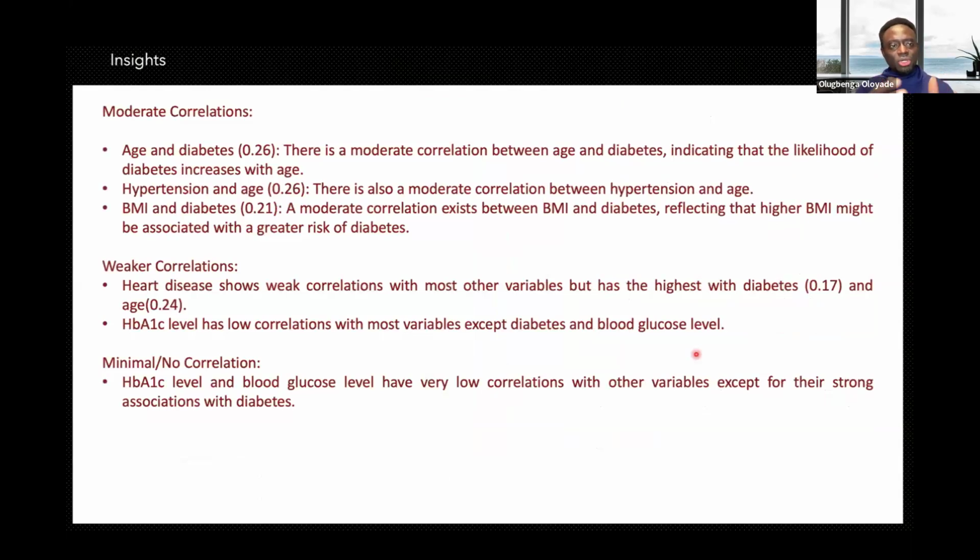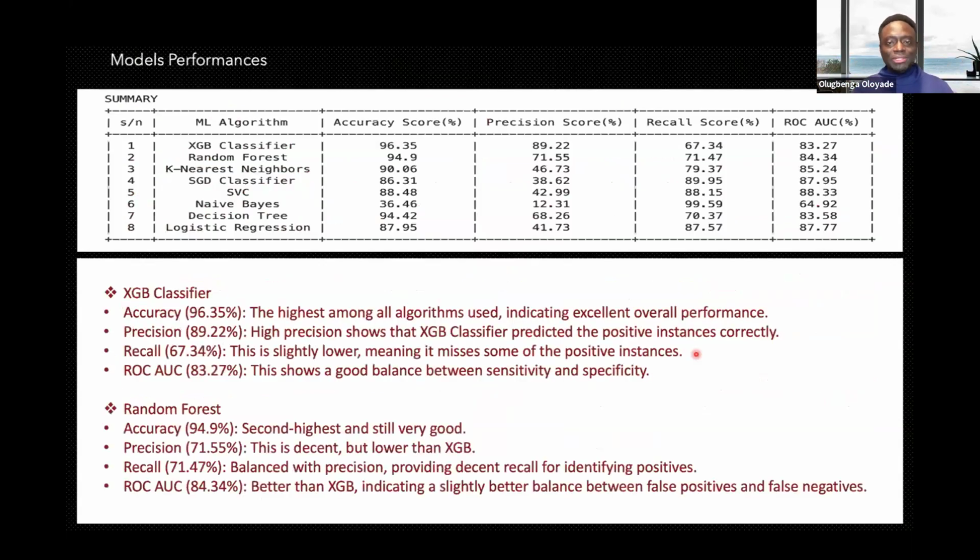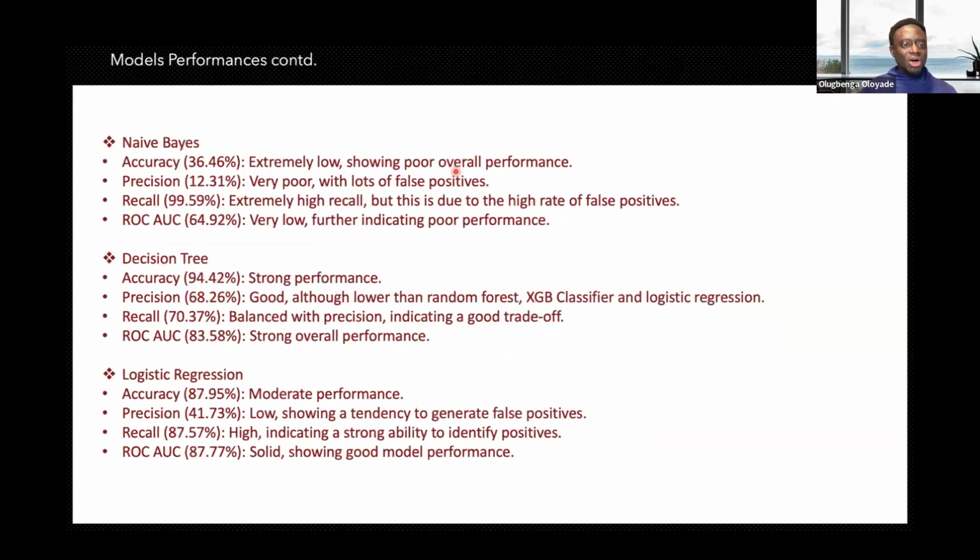Then there are also some other moderate correlations here: age and diabetes, hypertension and age, BMI and diabetes. What all this translates to, you will get to know deeper when you enter into Tenalytics. Then there are those with weaker correlations also, and those with minimal or no correlation. Now, I worked on 8 machine learning algorithms in total, and I got all my evaluation metrics here: accuracy score, precision score, recall score, ROC AUC, all in percentages. But so as not to bore you with all this, I will go to the summary of everything.